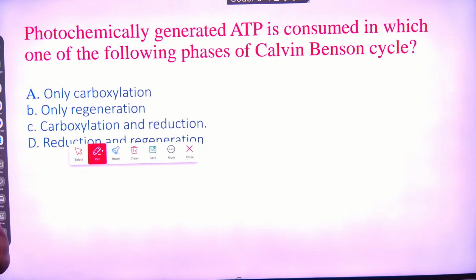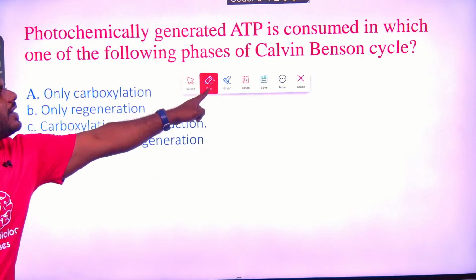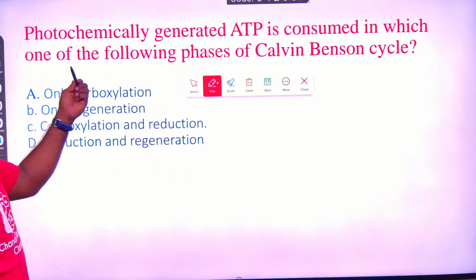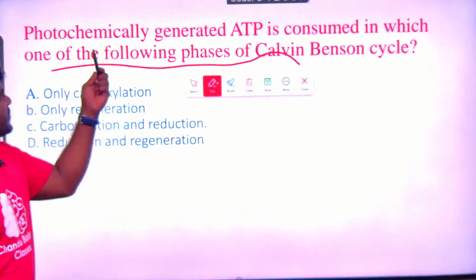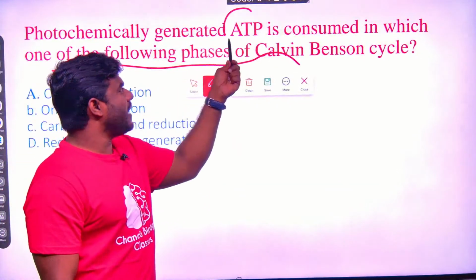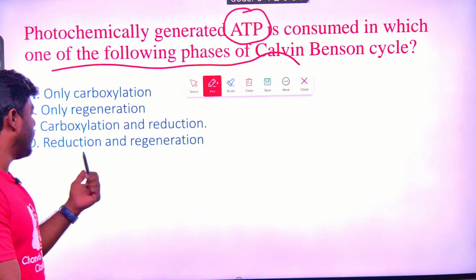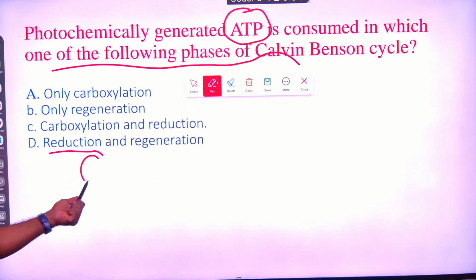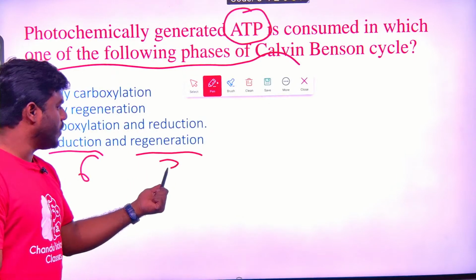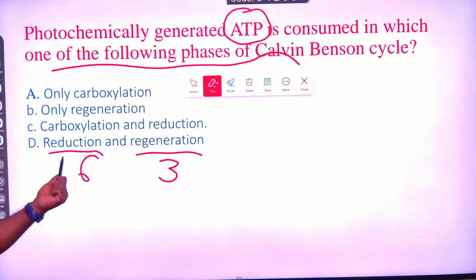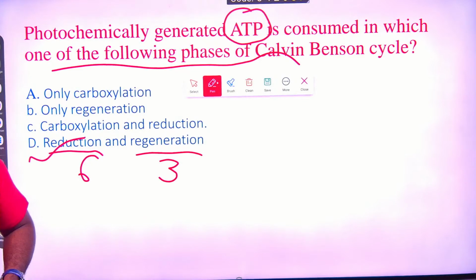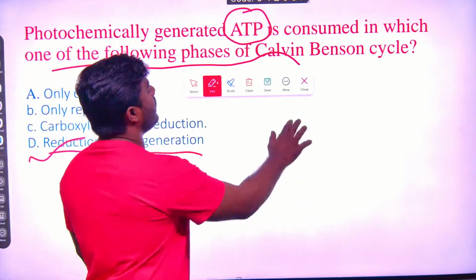Parul, try to answer this question. D. Okay. Photochemically generated ATP is consumed in which one of the following phases of the Calvin cycle? First of all, ATP is anyway produced in the light reaction, so we only use it in the reduction. We use 6 here, and in the regeneration we use 3. Correct? So the simple answer is D. Is it clear, everyone? Please let me know if anyone has any doubt.